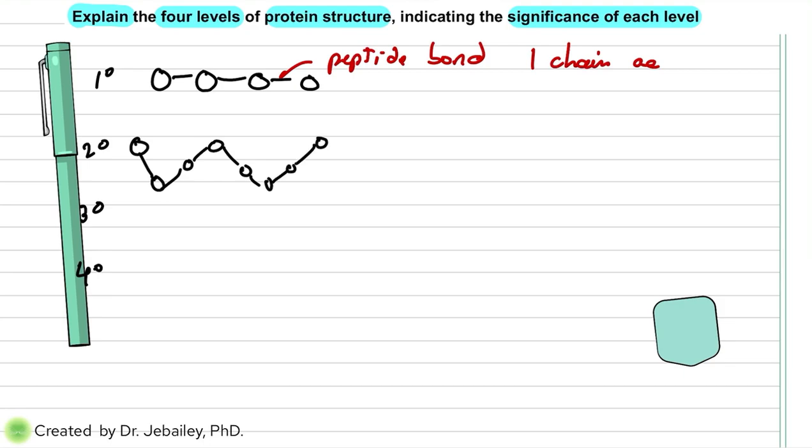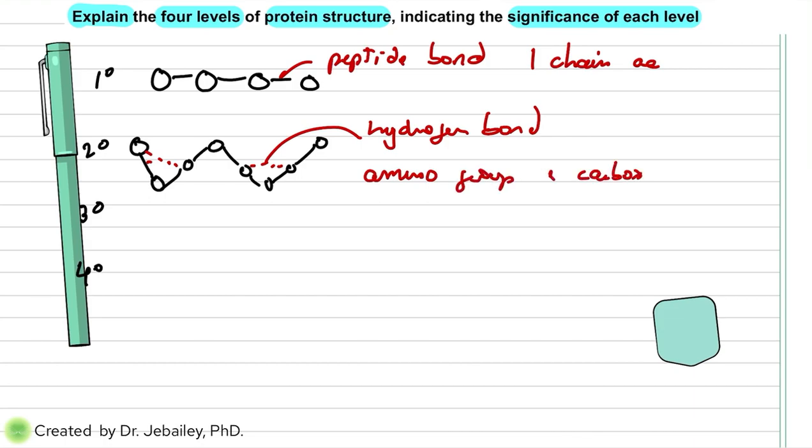Now, this folding happens because of what? Because of the bonds that happen here. What are these bonds? These are hydrogen bonds, and they are happening between who? The amino group and the carboxyl group of the amino acids. Then the tertiary, you have both.